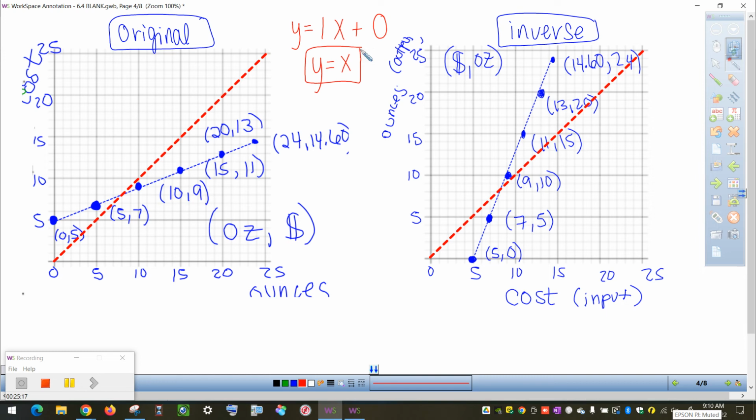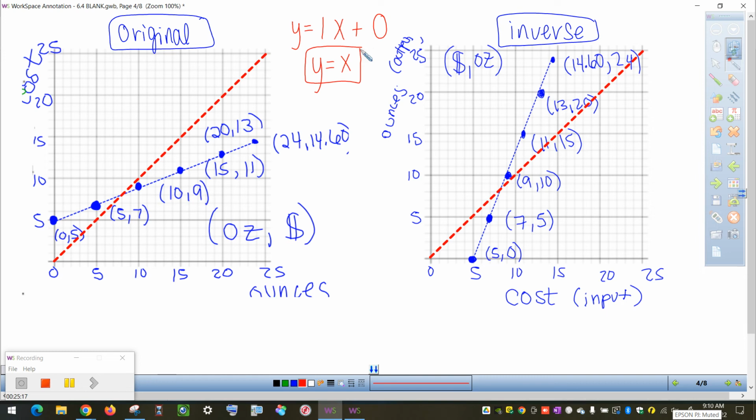And there's something really special about that line. If I were to reflect the original graph over that line, that means if I were to fold my paper in half over this line, the part where the graph would touch on the opposite side exactly lines up with where the graph of the inverse is. So let me see if I can show you that.